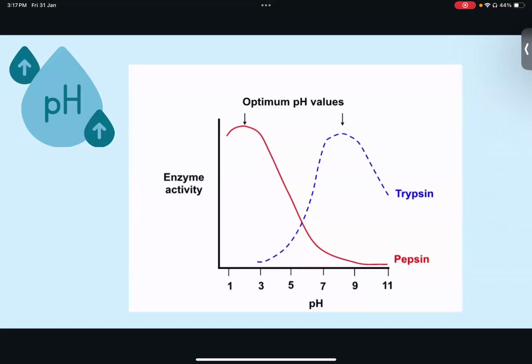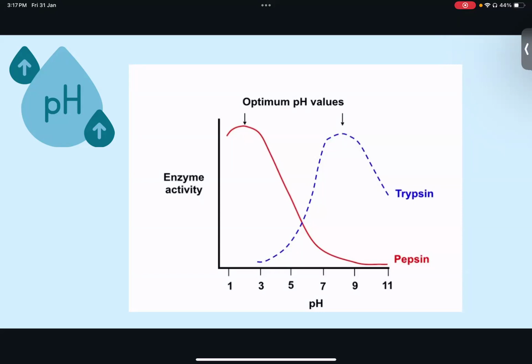So now we're going to talk about pH. Same thing for pH. We have an optimum pH. Each enzyme has an optimum pH. If we exceed this optimum pH, we will start to denature the enzyme and alter the active site configuration.